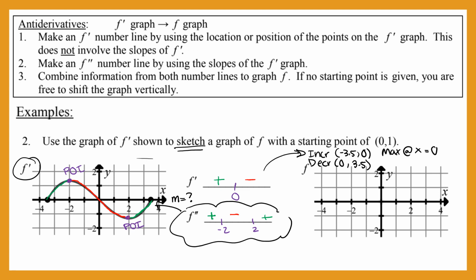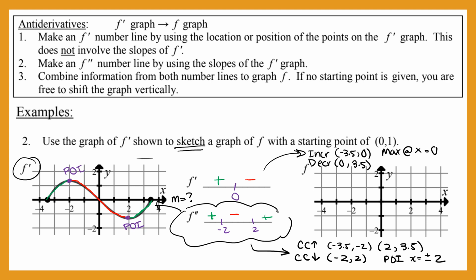All right, now that we've constructed our f double prime line, let's talk about what it means for our original graph here. So for our original graph, we know that we're concave up in the sections negative 3.5 to negative 2, and 2 to 3.5. It's going to be our concave up. And then we're going to be concave down from negative 2 to 2. We also have points of inflection at x equals plus minus 2.